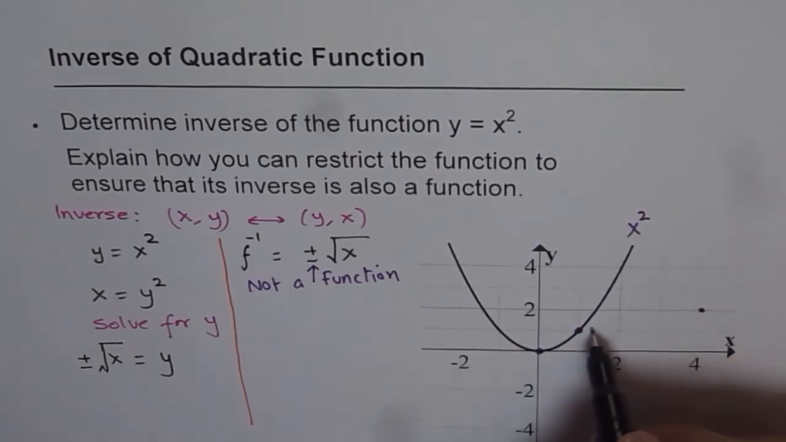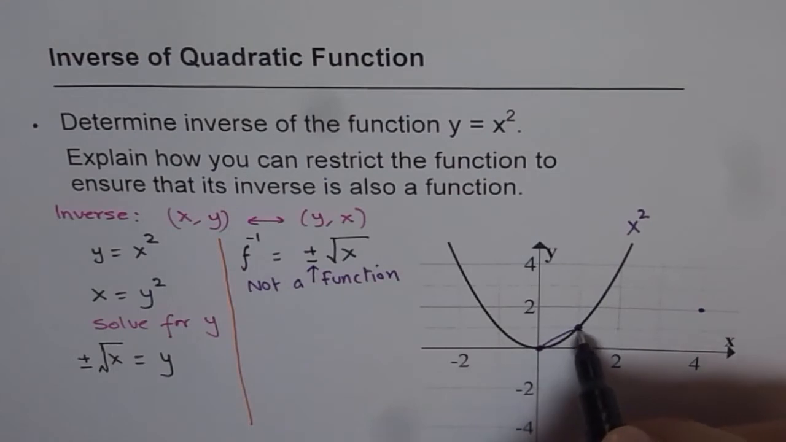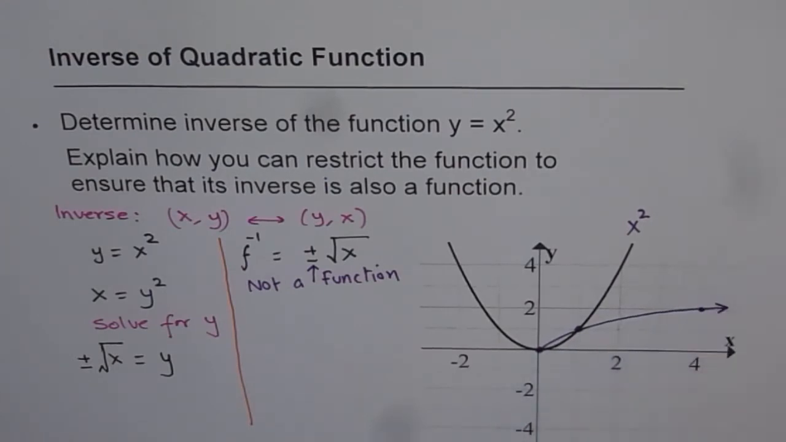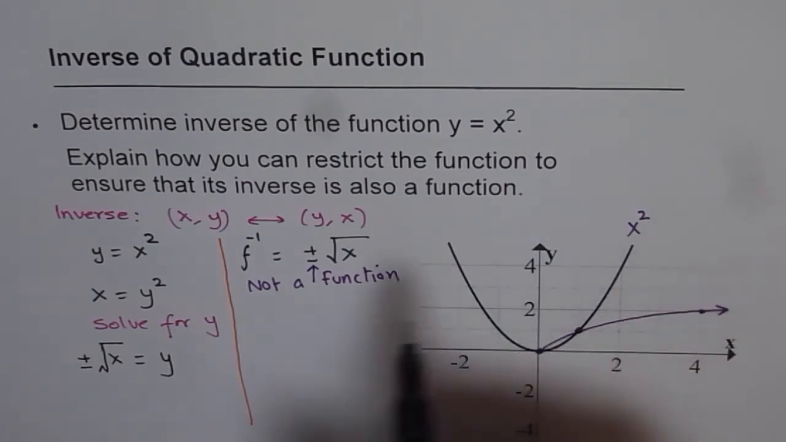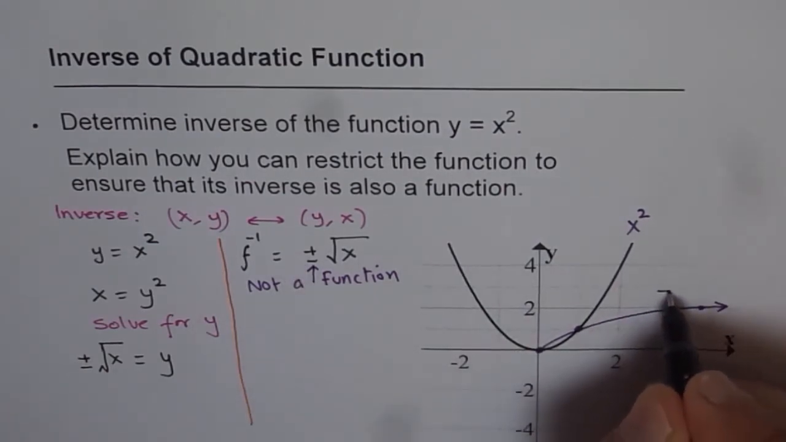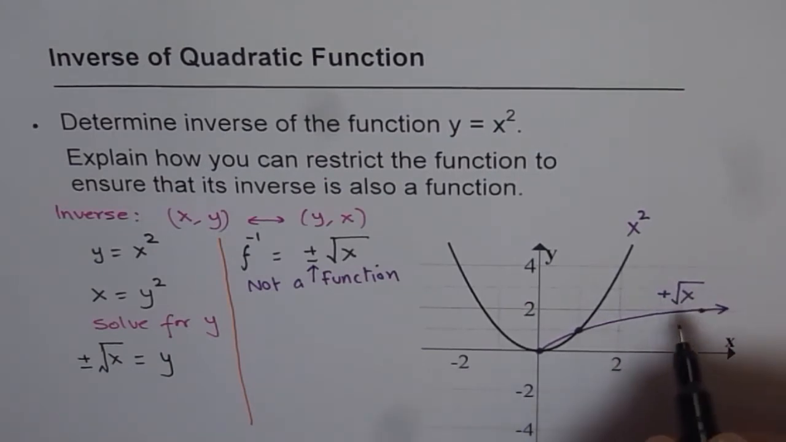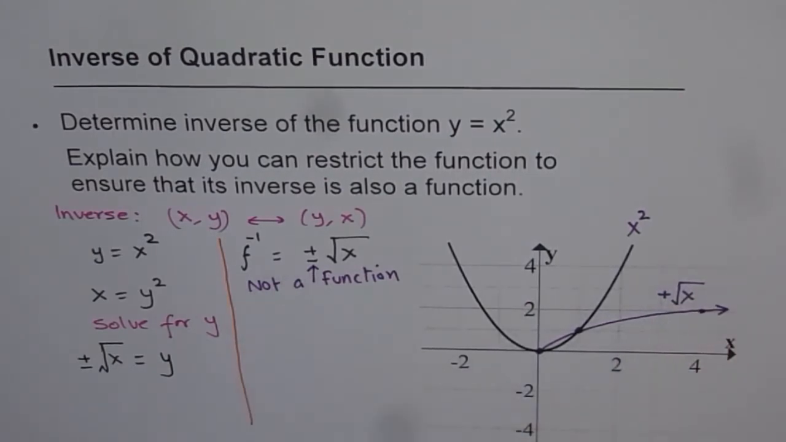Now if I connect these points, I get the inverse of the right half of the parabola. I can draw these and connect them like that. So that is my inverse of half the function. Here I could also write this as plus square root of x. There's no need to write plus, but just to correlate.